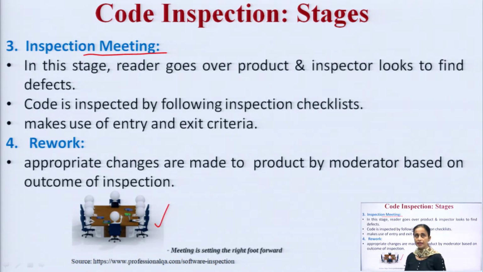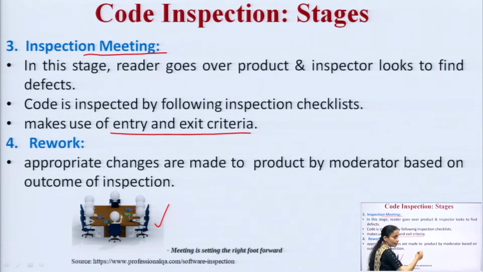Then the third stage is to conduct the inspection meeting. During this stage, the reader goes over the product, and the inspector is going to find the defects. Now the code is inspected following some rules and a checklist, and it uses the entry and exit criteria. What are these entry and exit criteria? We will discuss it.